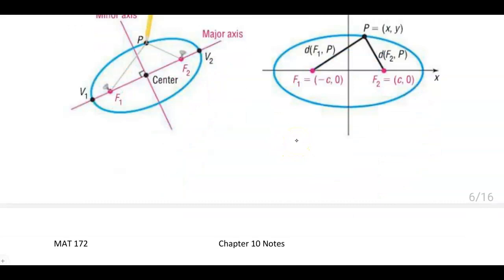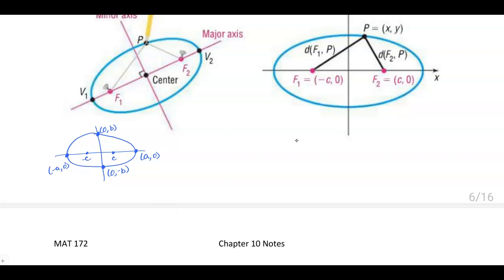So let's draw a picture. Let's say we had one that was centered at 0, 0, and maybe it looks like this. So minor axis would be here. So these points, I'll call them 0, b and then 0, negative b. And then we'll call this vertex a, 0, and we would call this vertex negative a, 0. So c would be our, excuse me, our foci.